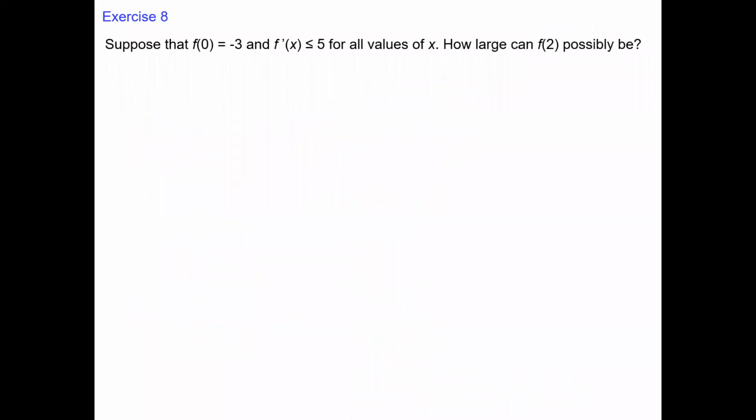Okay, what do we have? We have another one. Suppose that f of 0 is -3 and f prime of x is less than or equal to 5 for all values of x. How large can f of 2 possibly be?